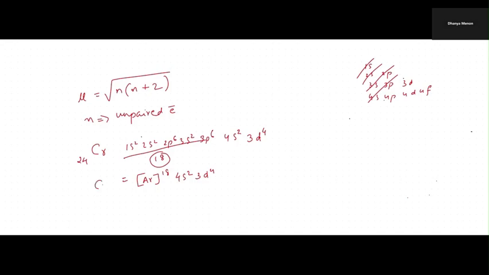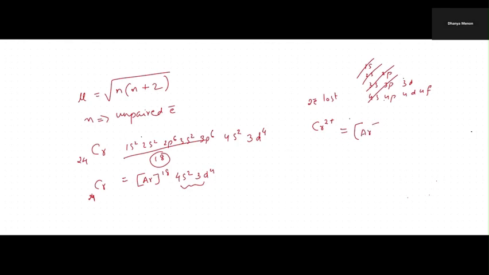Now students, what they have asked is not chromium, but the chromium 2+ ion. Chromium 2+ ion means how many electrons are lost? 2 electrons are lost by the chromium atom. From where will they lose the electrons? Between the S and D orbitals, usually they lose from the S orbital, because it's easier to lose from there. So how many electrons will it lose? The 2 electrons.